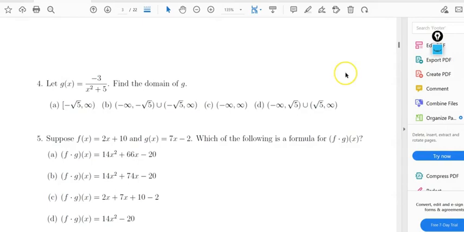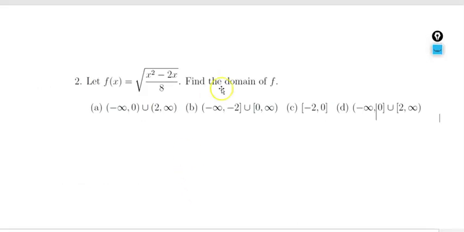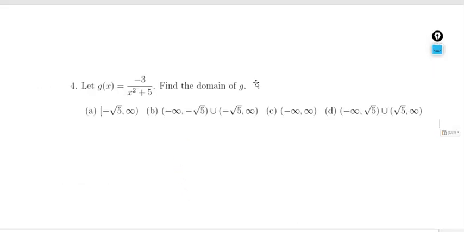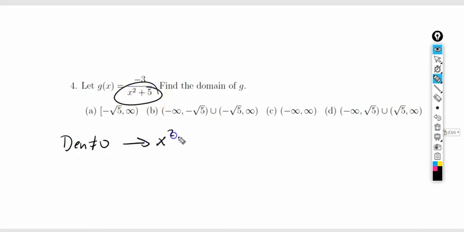Okay, so for something like this, the domain is what x is allowed to be. And so with a rational expression, the denominator is not allowed to be 0. So that means that x squared plus 5 is not allowed to be 0, which means if I subtract 5 from both sides, that x squared is not allowed to be -5. There is no restriction on x.